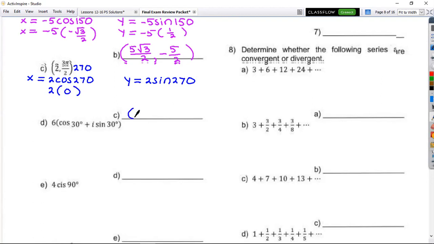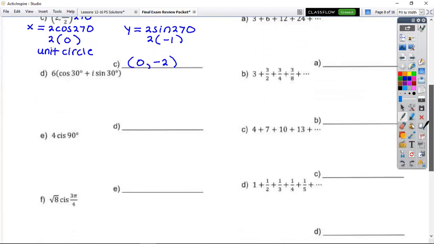So the first value is just 0 for x. And again, I'll make you a little note here. This was unit circle. And then my next one, this is 2, and sine of 270 is -1. So this is -2. All right, that's it for that one.